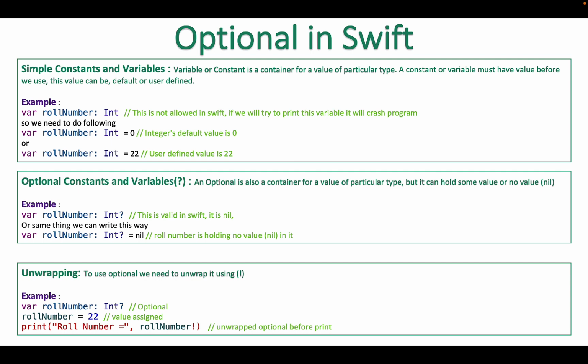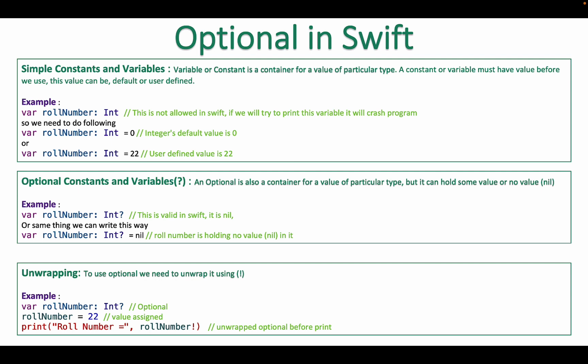So in the first example, you can see we have a variable named roll number and data type is integer. This is how we generally declare our variables. But we are also very clear that if we only define it this way and do not provide any value and we try to print, then it will crash the program. So we need to either provide the default value equal to 0 or any user defined value, then only we can use this variable.